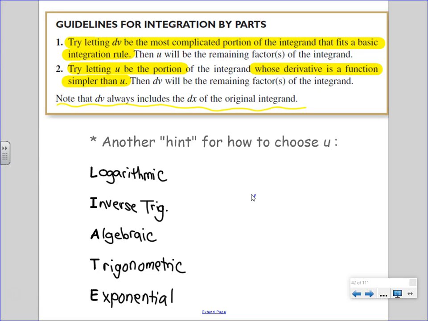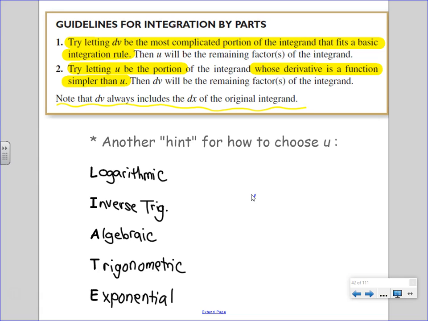Those are our two desires: u derives to be simpler and dv integrates. But which one is crucial? Which one is required in order to be able to do integration by parts? dv, right? If dv can't be integrated, then I am not able to finish. So even though I want u to be someone whose derivative is simpler, I have to choose the dv that is someone that can be integrated. So both of those work together. This also states the note that dv always includes the dx of the original integrand.